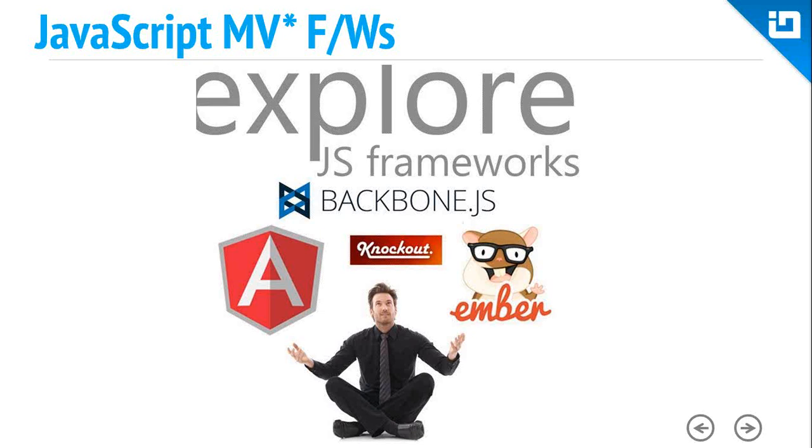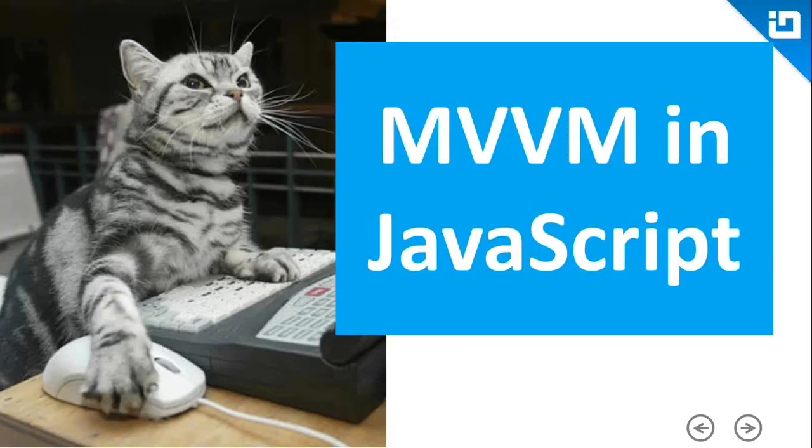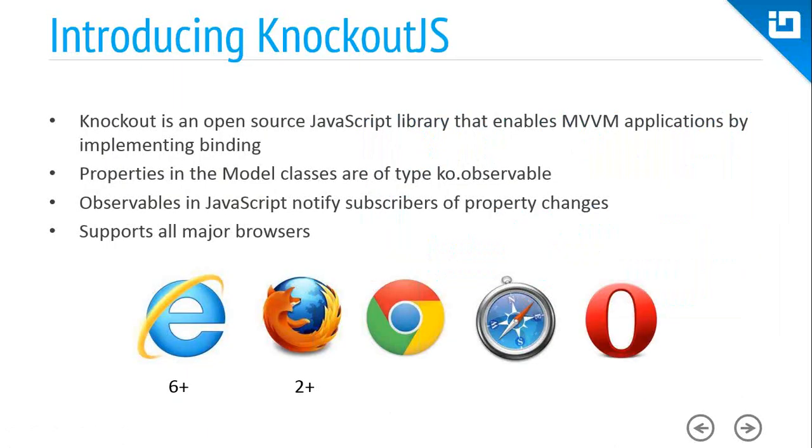Now that we are familiar with MVVM, because I went quickly over MVVM on WPF and Silverlight, we need to cover a little bit of MVVM on the JavaScript side. We'll look at what library really brings MVVM to JavaScript. So, introducing Knockout.js. Knockout.js is an open source JavaScript library that enables MVVM applications by implementing declarative binding.